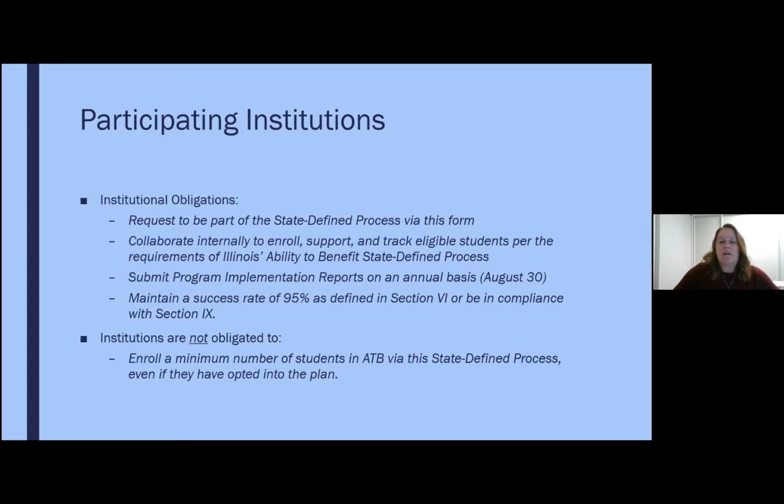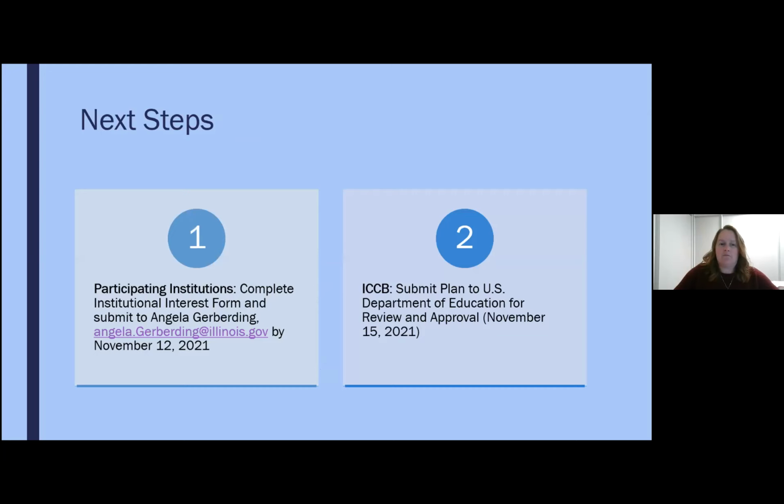So what does that mean? What's next? That means participating institutions complete the institutional interest form and submit to me. There's my email, by November 12th, because we plan to submit to the U.S. Department of Education for review and approval on November the 15th. The 12th is a Friday, the 15th is a Monday.